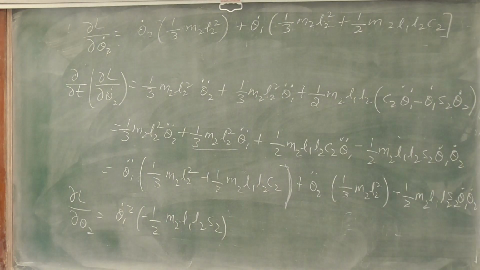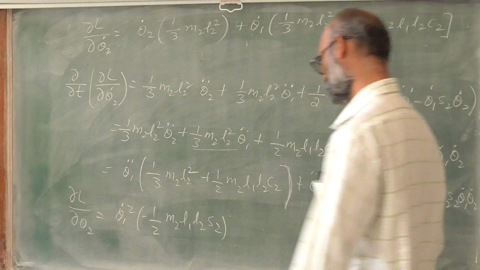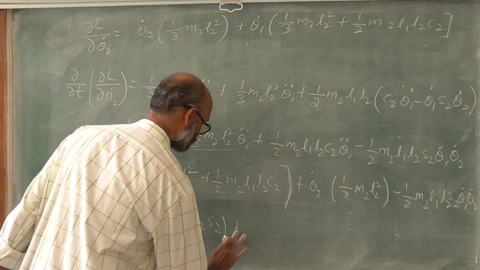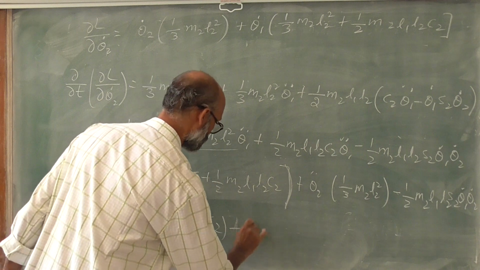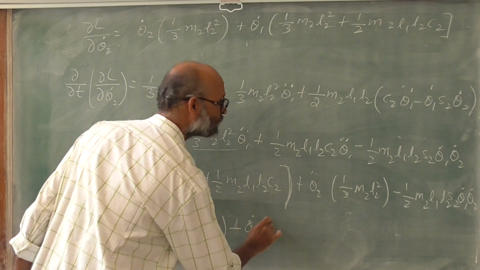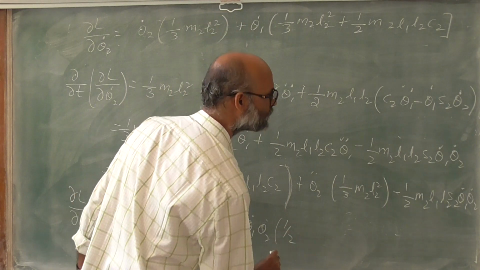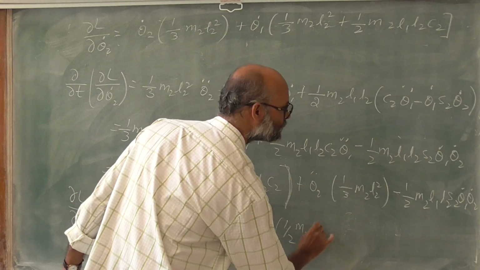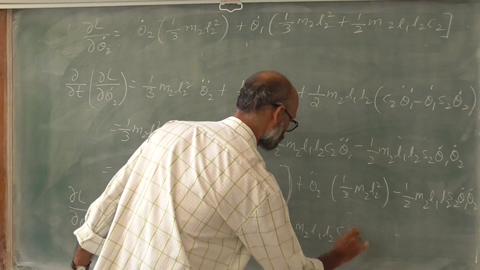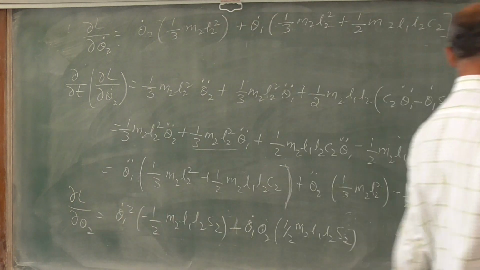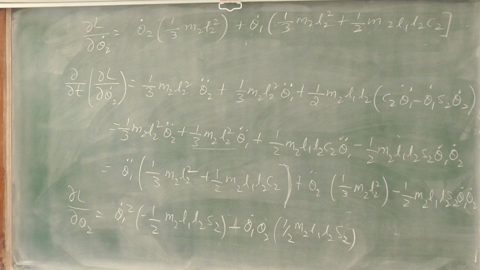So again, one more term over here. This will be minus S2 of theta 1 dot into theta 2 dot. So plus the minus I write outside, minus theta 1 dot into theta 2 dot. So what is that one? This is half M2, L1, L2, S2. Please note that. So theta 1 dot, theta 2 dot, this term I need to take.